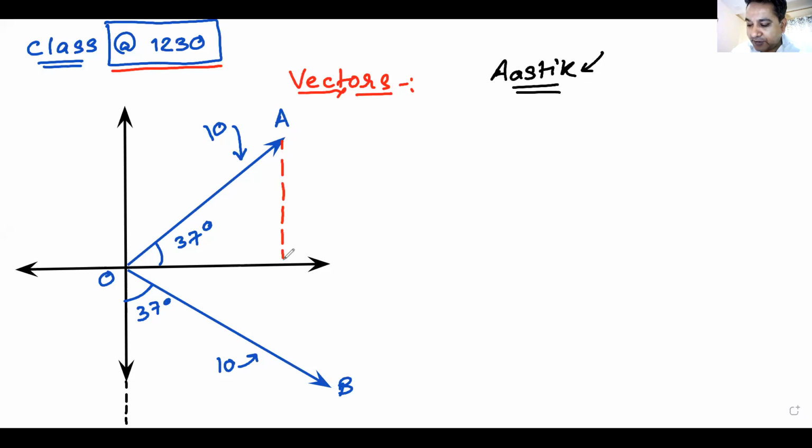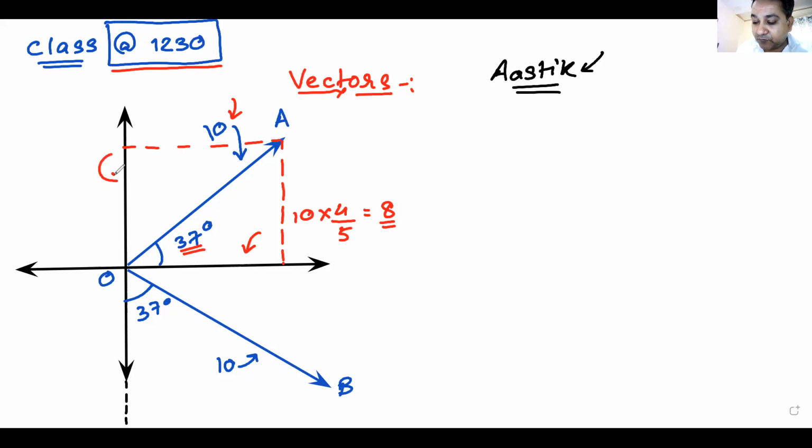Let me just find the value of OA vector and OB vector. How do I get the value of OA vector? The magnitude is 10 and the angle with the x-axis is 37 degrees. So the x component will become the cos component. So it becomes 10 multiplied by cos of 37. Cos of 37 is 4 by 5. Do we remember this, everyone? So this side becomes 8. The x component becomes 8.